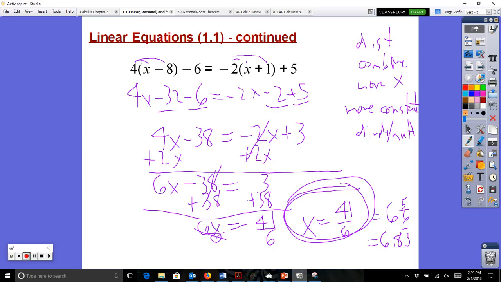So in this section, we look at linear equations, but we're going to look at a couple other ones. So in the next video, we'll look at how to deal with some fractions, and how later on to deal with absolute value.